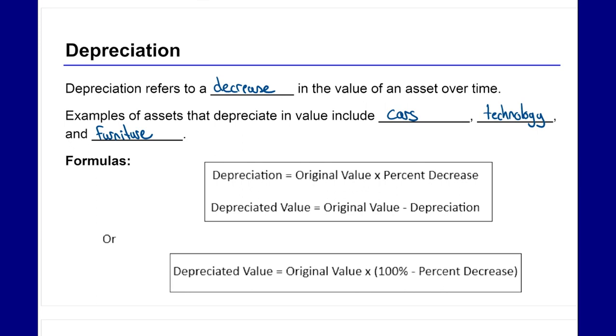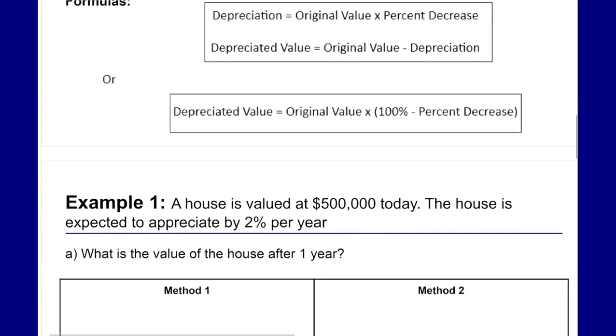And again, we have similar formulas in relation to appreciation. The only difference is because this is decreasing, we are subtracting the depreciation from the original value, or we're multiplying the original value by 100% minus whatever the percent decrease is. Again, we'll look at both options, or both methods, and then you can choose whichever one you prefer. They're essentially the same thing. One just has a few extra steps than the other.